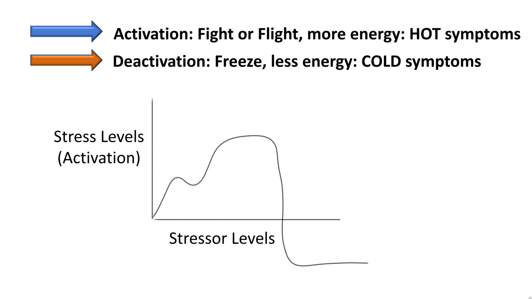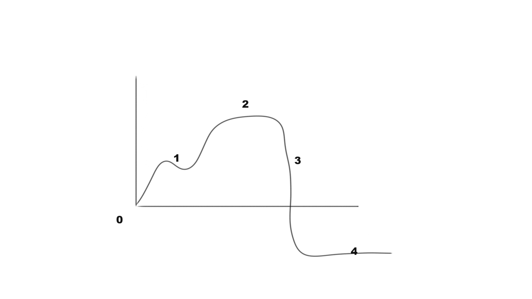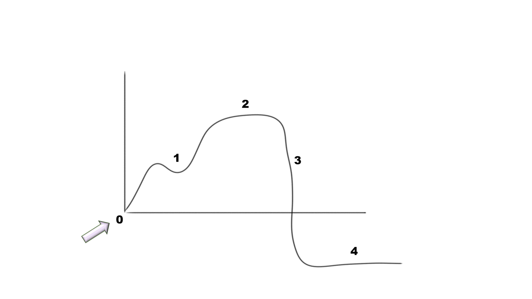So the nervous system has 5 states: 0, 1, 2, 3, and 4. And in this video, we're going to look at each state along with its symptoms one at a time. So if we live at the point where the lines meet on the bottom, on the left at state 0, we're not experiencing any stress, and we don't have anything making us stressed.